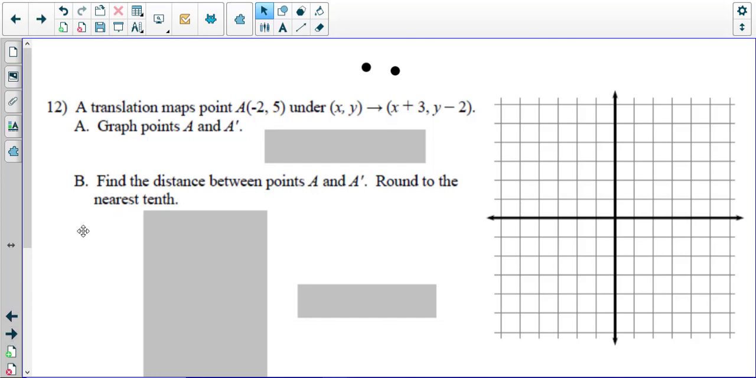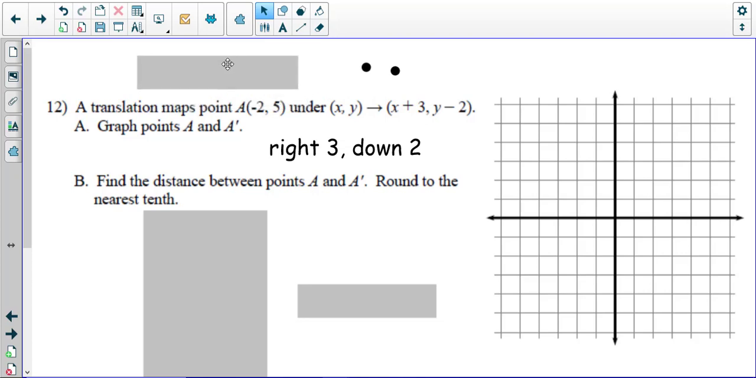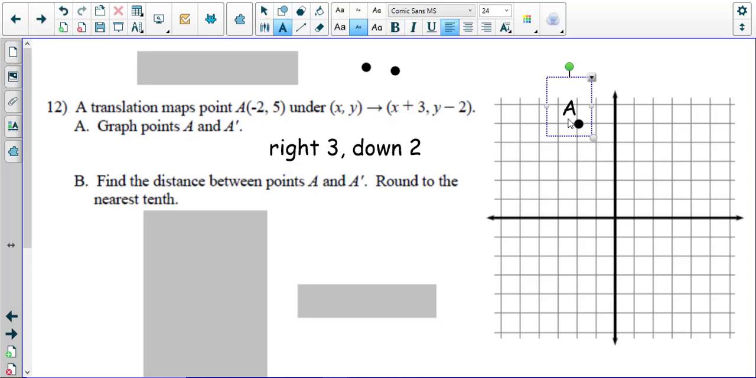A translation maps point A (-2, 5) under (x, y) to (x plus 3, y minus 2). So we're going to graph points A and A prime. Now what I notice is x plus 3 means I'm going to go to the right 3, and y minus 2 means I'm going to go down 2. So the first thing I'm going to do is graph point A, which is at (-2, 5). And that's going to be right up here, and I'm going to label that as point A. And then for A prime, we have to go to the right 3 and down 2 to graph that point.